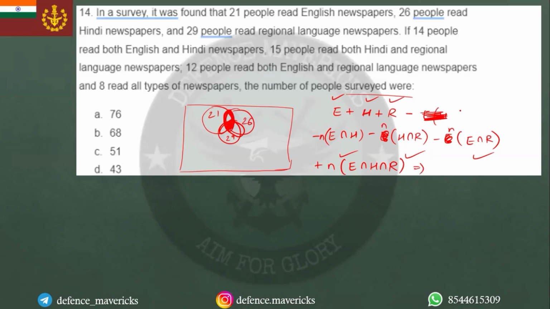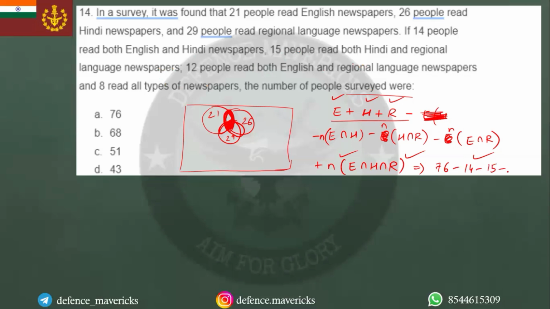सारे numbers दिए हुए हैं ना, they have given you everything. So 21 plus 26 plus 29, how much is it? ये पहले तीन numbers को add करोगे तो 21, 29 is 50 and 26 is 76. ठीक है, so the first three numbers is 76 and minus English Hindi, so 14. Then you have Hindi regional, कहाँ पे 15.